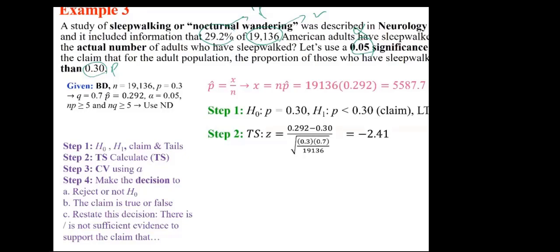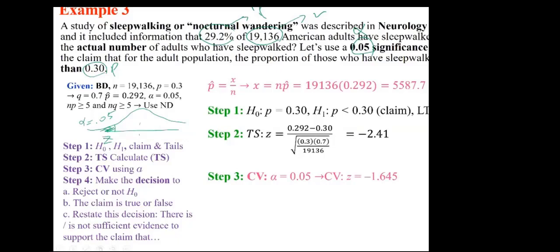Now, we need to come up with the critical value. To come up with the critical value, it's very simple. Alpha is 0.05. So if I were to graph it right here, this is a left tail test with alpha of 0.05. You can come up with the Z. And if you recall, this was one of those common ones, negative 1.645. So Z is negative 1.645.